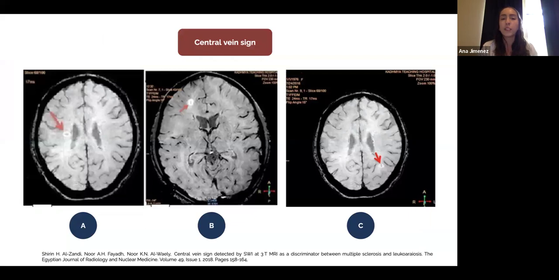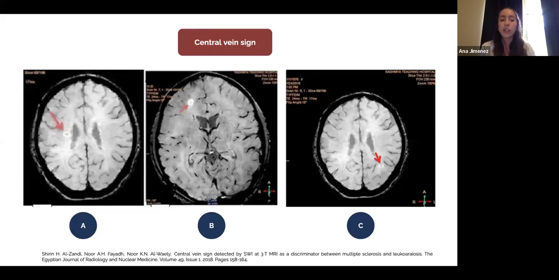I wanted to talk about this sign, which is a central vein sign, because even though it's mostly associated with neuroradiology, I found it interesting that among the different causes of T2 white matter changes, you can differentiate them from the radiology point of view.